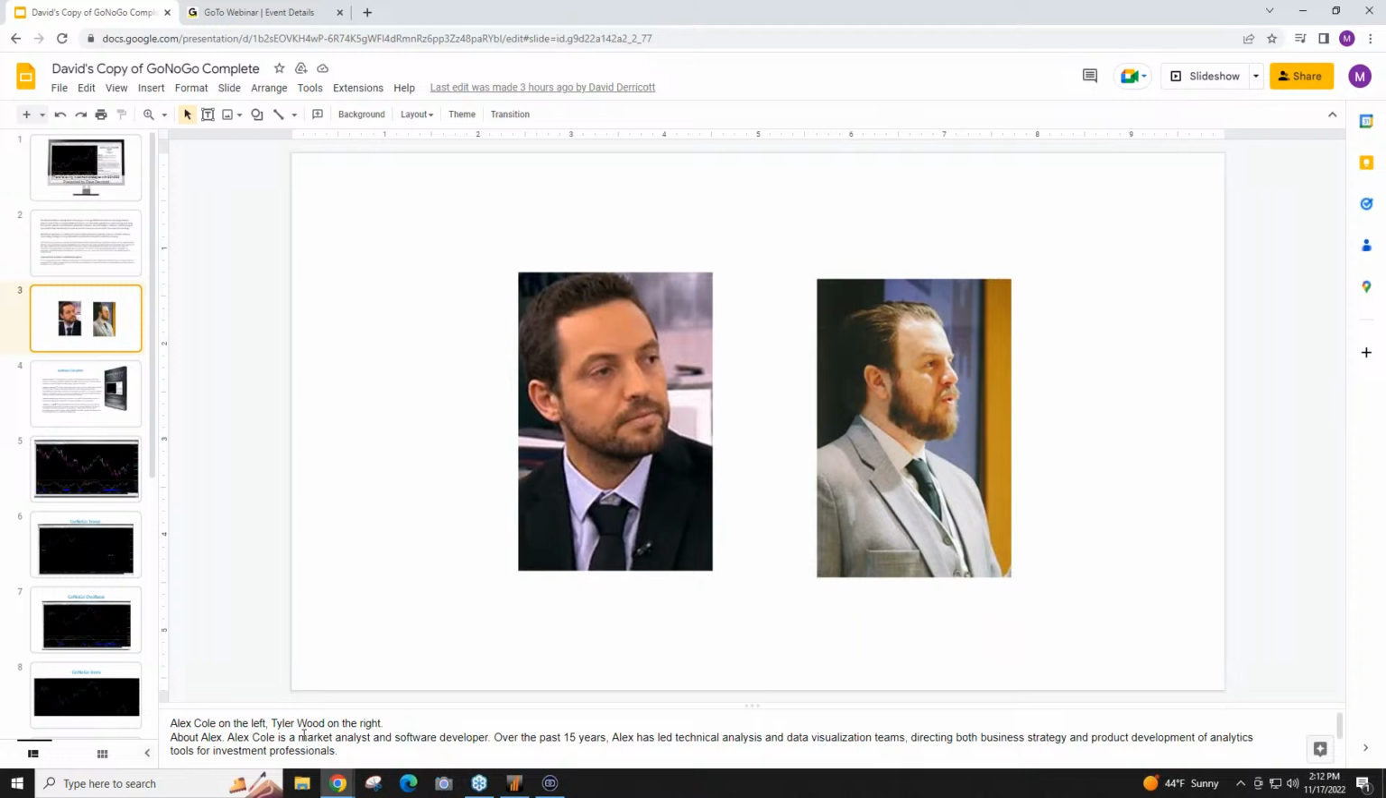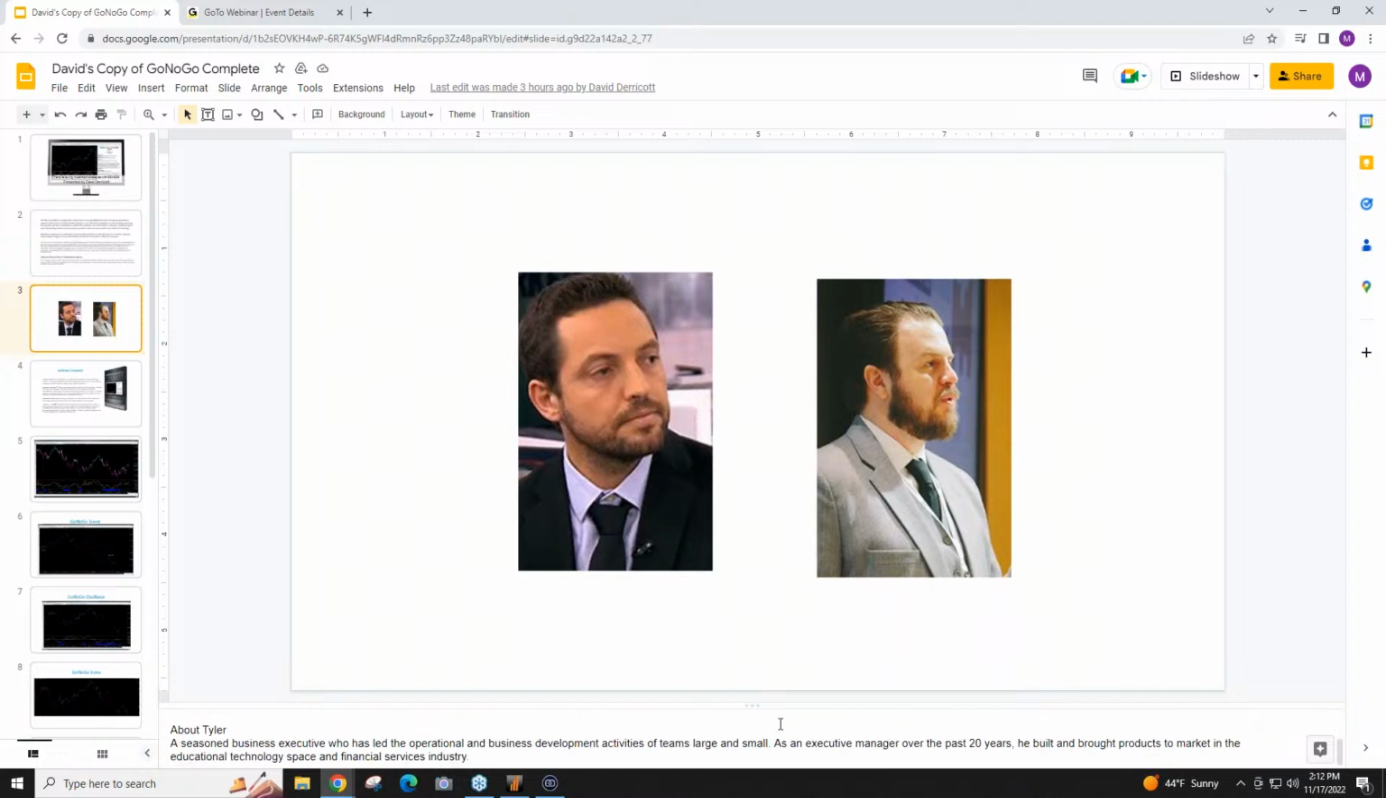He really enjoys the GoNoGo because of how it identifies the trend very specifically. It's a really good plugin, and I like it for identifying those large trends because of how well they designed it. He also analyzes data and visualizations, and he's worked with teams directing business strategies and development analytics. So they both have a lot of really good experience identifying different trends in the market.